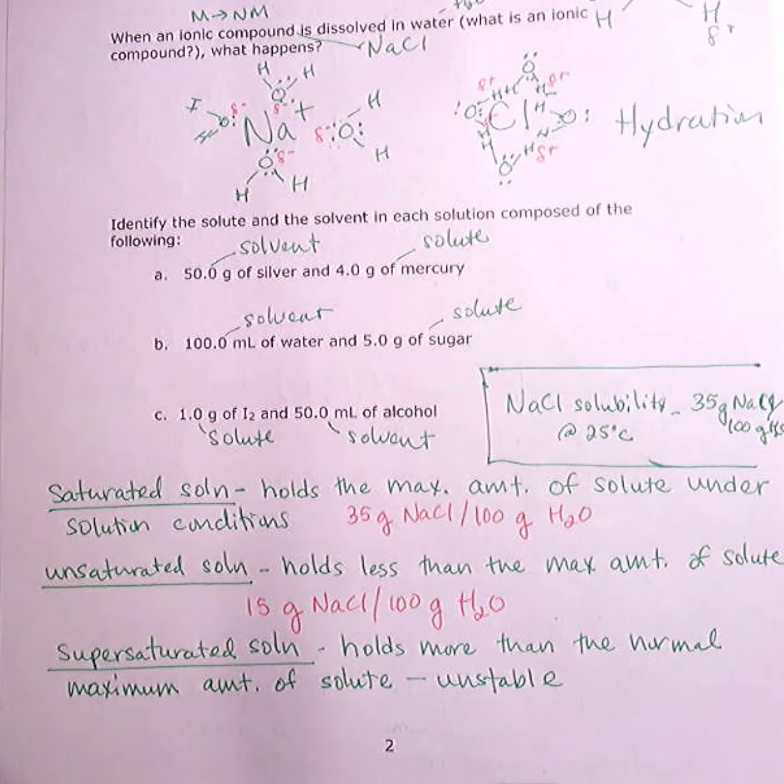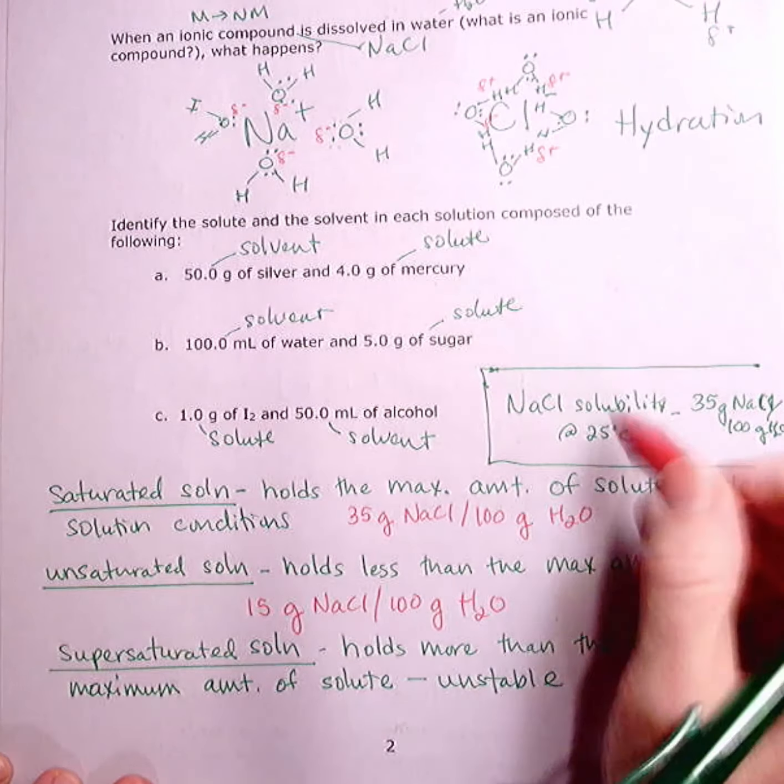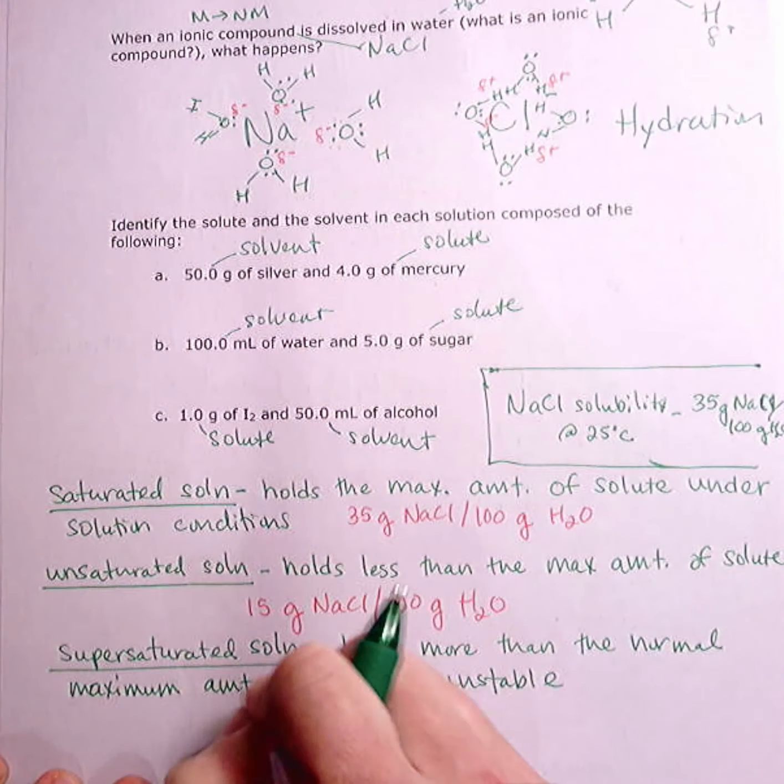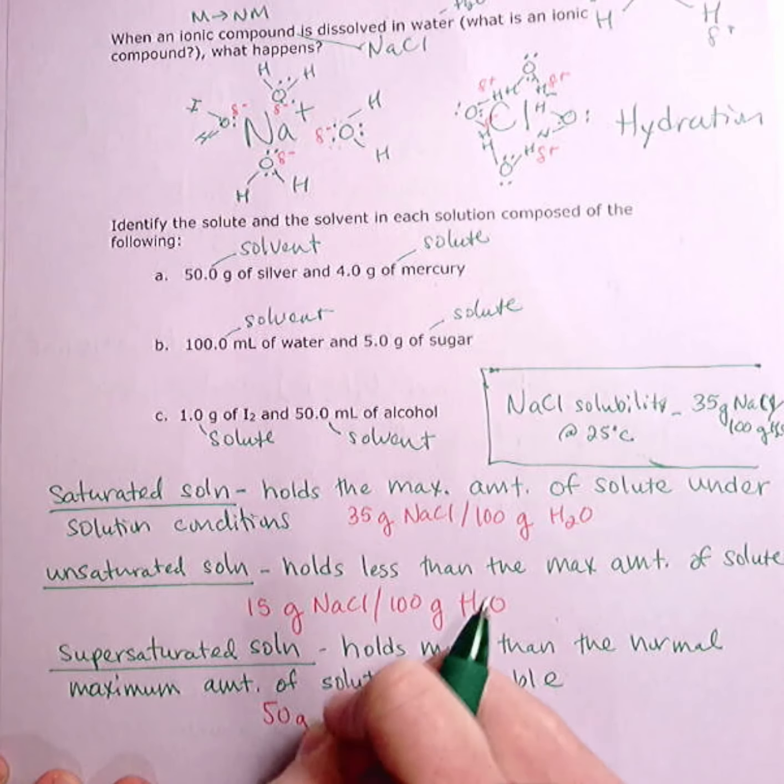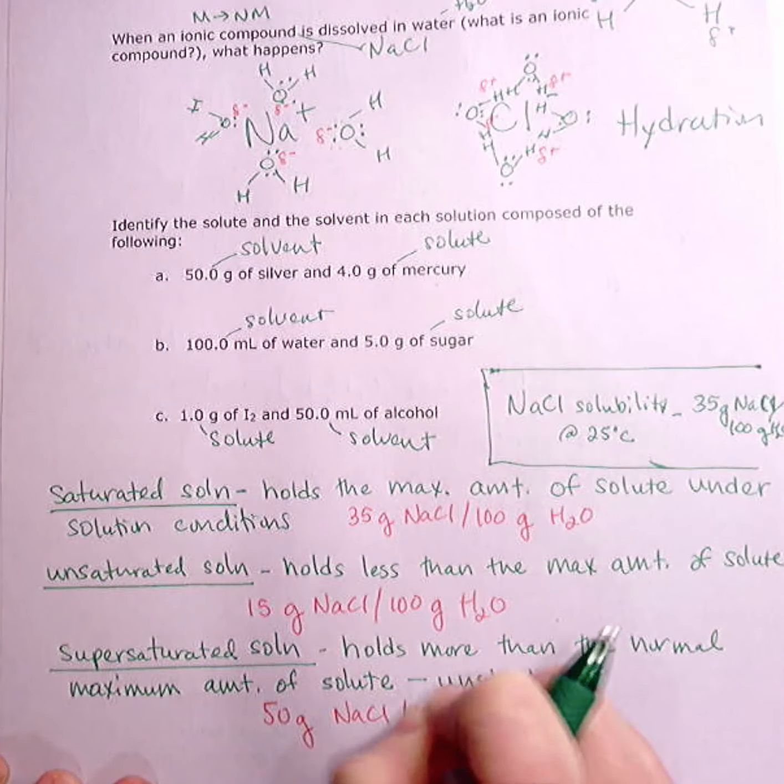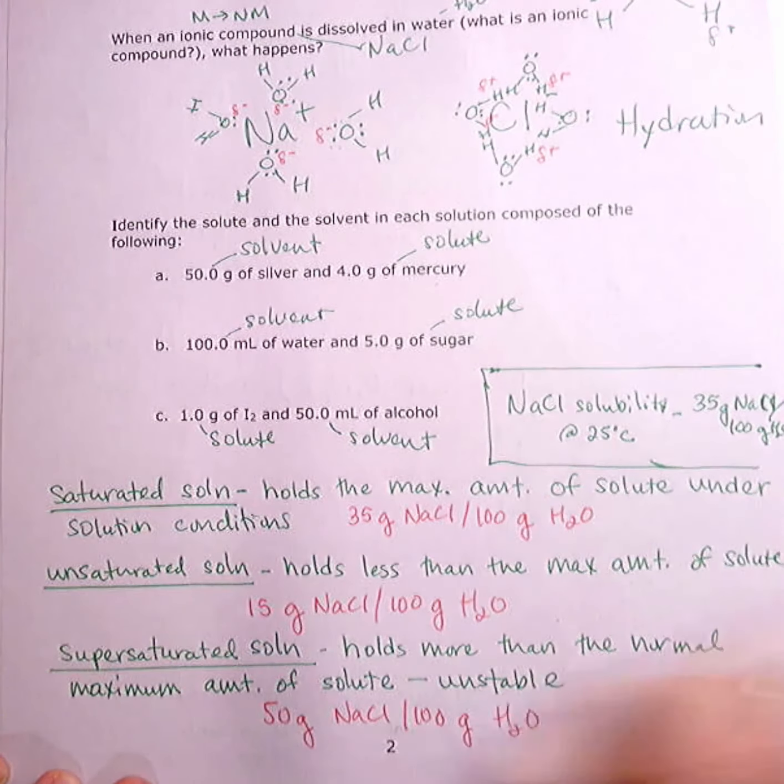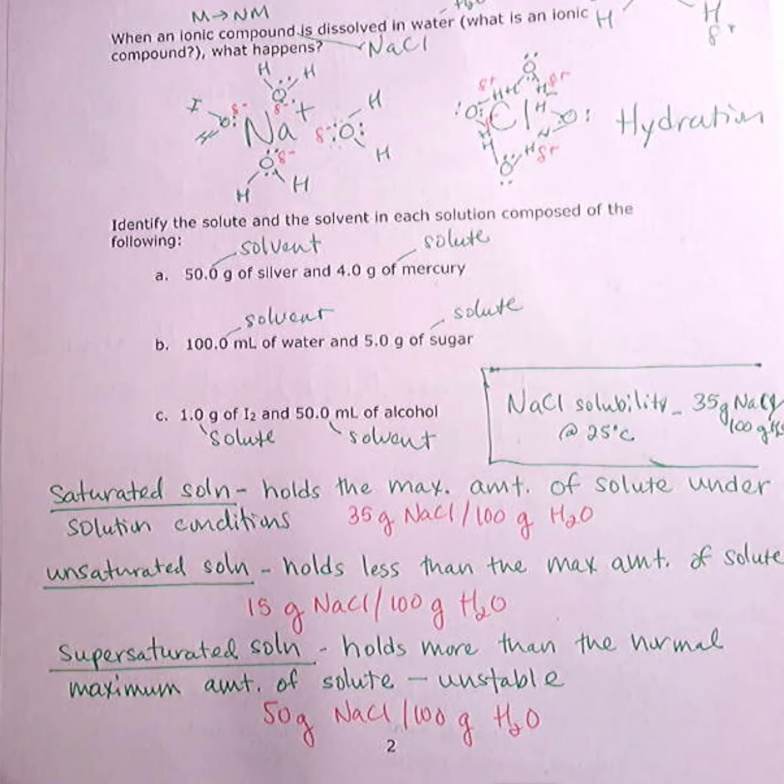or iced tea. So an example of this for the sodium chloride example would be 50 grams of NaCl per 100 grams of water. So that exceeds the solubility that you were given.